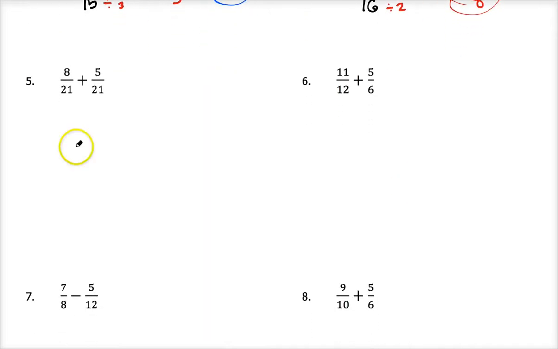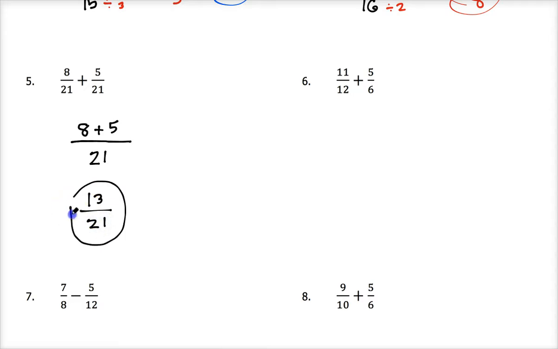Number 5, 8/21 plus 5/21. Again, common denominators, so I will keep my denominator, a 21. I will add my numerators, 8 plus 5. 8 plus 5 is 13, so I get 13 over 21, and this is reduced, so this is my answer.